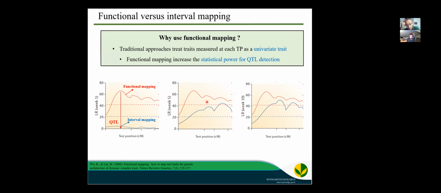As you can see, each peak could be 1 QTL, but let's say you have this QTL in here. It was not basically even picked using the interval mapping. And yeah, keep this in mind, that it's also a property of functional mapping.